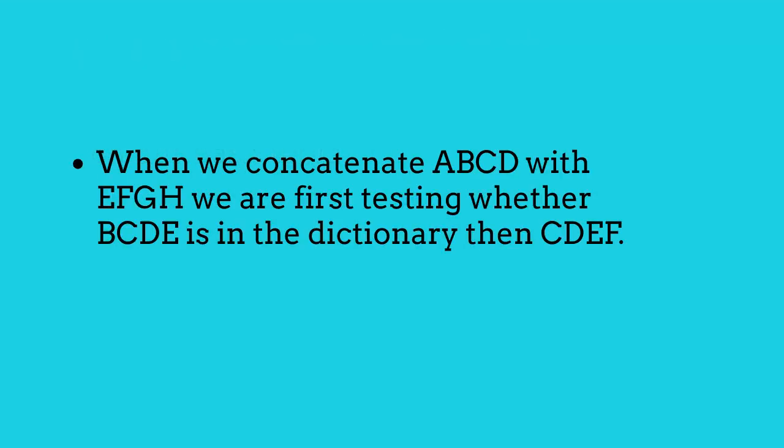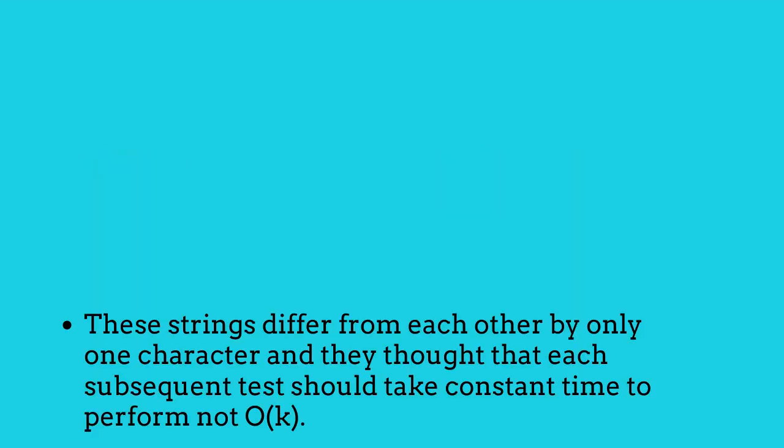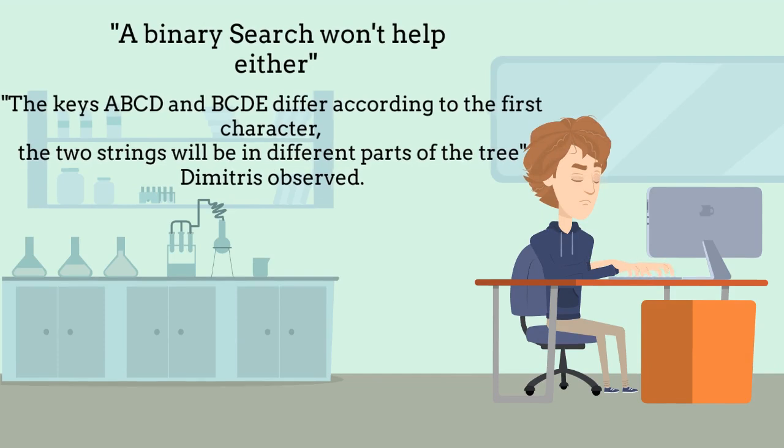Consider, for example, when we concatenate ABCD with EFGH: we first test whether BCDE is in the dictionary, then CDEF. These strings differ from each other by only one character, and they thought that each subsequent test should take constant time to perform, not O(k). A binary search tree won't help either, since the keys ABCD and BCDE differ in the first character. The two strings will be in different parts of the tree, Dimitris observed.